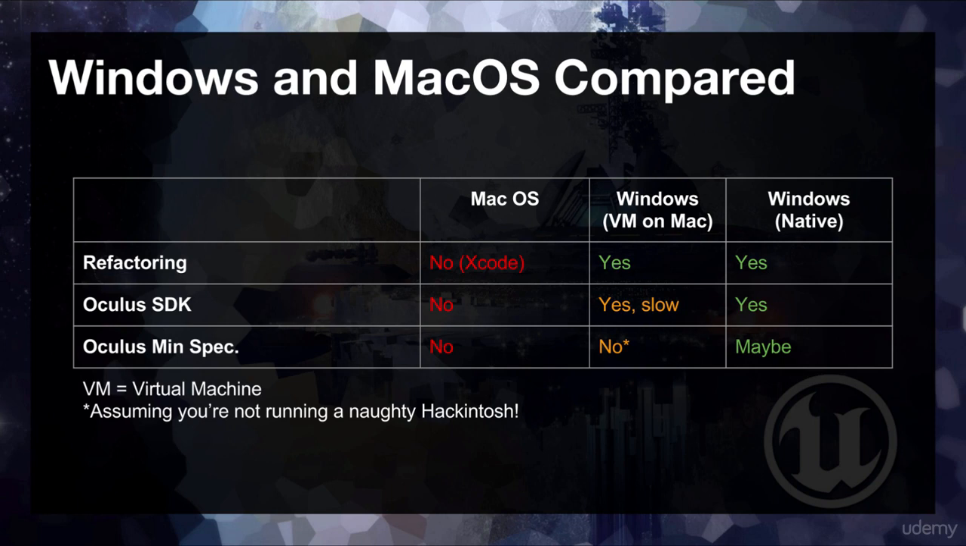The other thing about using macOS is the Oculus SDK isn't supported, the software development kit for the Oculus Rift VR headset, and Macs don't meet the Oculus minimum spec at the moment, unless you're running a naughty Hackintosh. So you could, in the middle column here, run a Windows virtual machine on a Mac, and that's fine. You can then use Xcode, you can do your refactoring. You can run the Oculus SDK, but it might be a bit slow, but you probably still won't meet the Oculus minimum spec. And finally, the best choice really is to get Windows, and then everything is green. Whether you meet the Oculus minimum spec depends on your graphics card mainly. Look at their website for the details, but it's a GTX 970 as the minimum. Don't worry about that now, that's much later in the course.